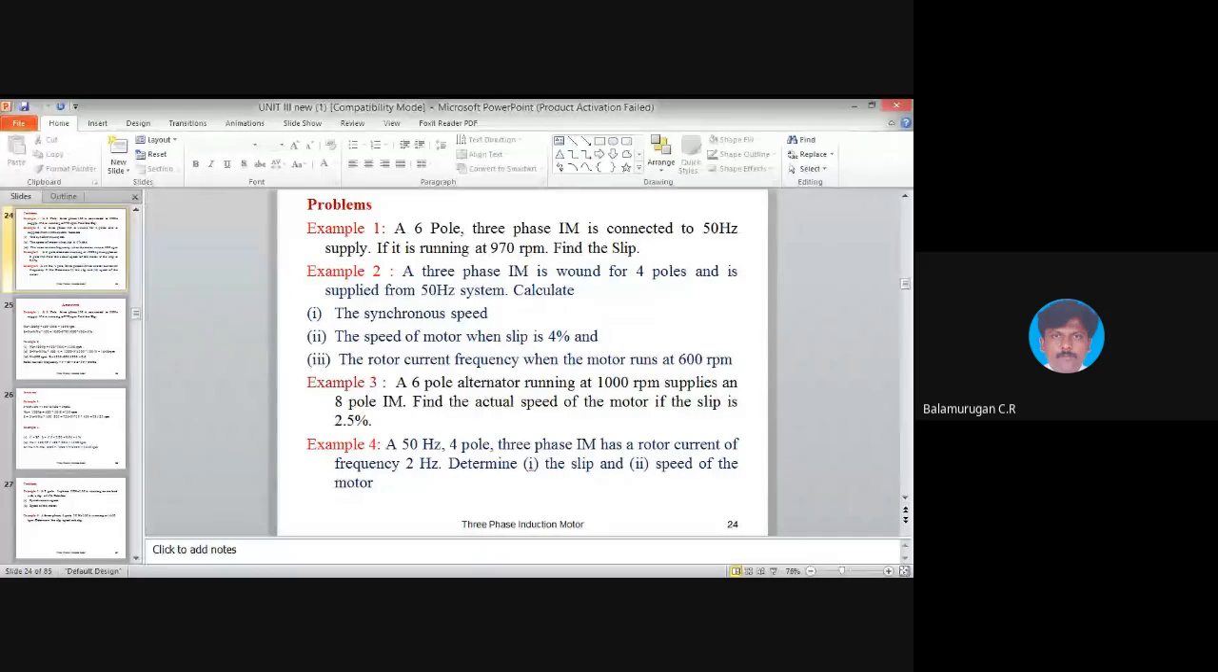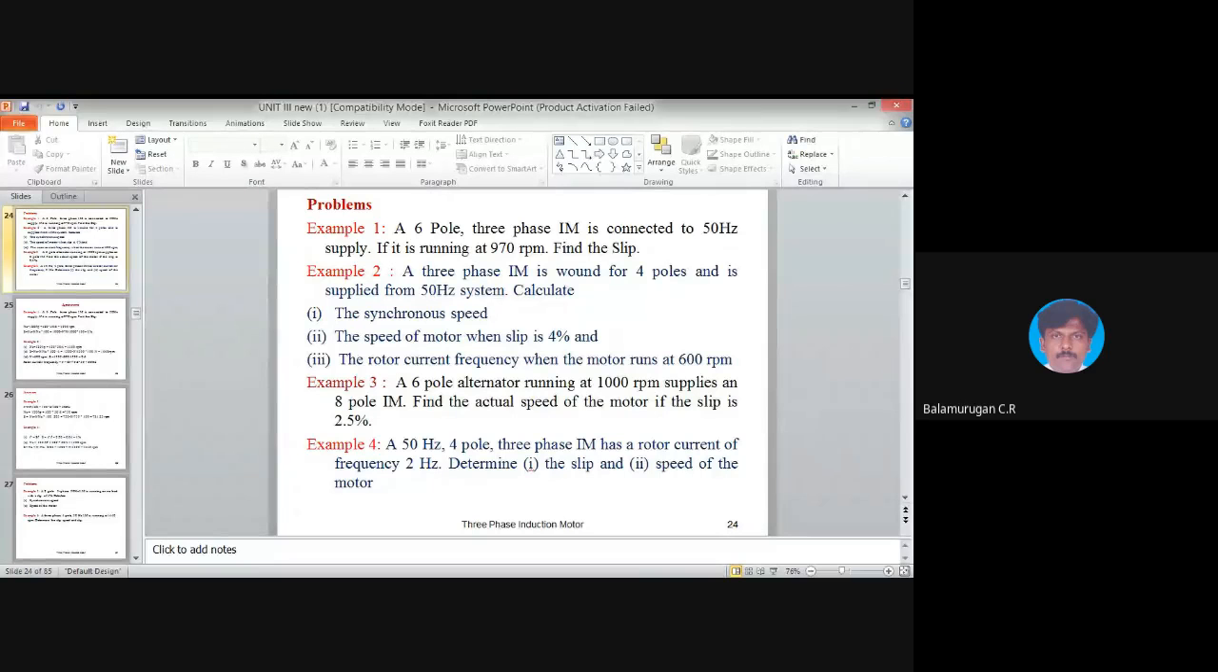Shall we move to the fourth problem? Okay. Thank you. Okay, you copy the fourth problem. A 50 hertz 4-pole 3-phase induction motor has a rotor current of frequency 2 hertz. Determine the slip and the speed of the motor.